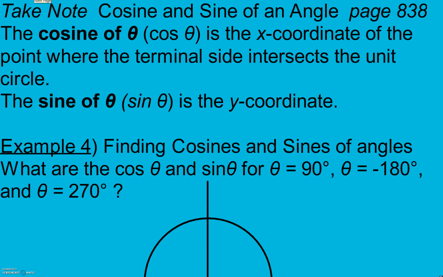Take note on page 838, the cosine of theta, or cos theta, is the x-coordinate of the point where the terminal side intersects the unit circle. The sine of theta, or sine theta, is how we write it, is the y-coordinate. So here's one way to remember. X comes before y, C comes before S. So cosine is x, sine is y. Cosine x, sine y.